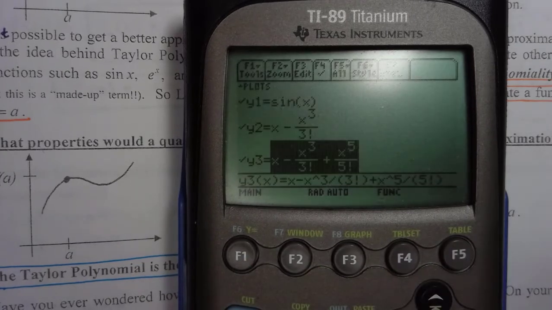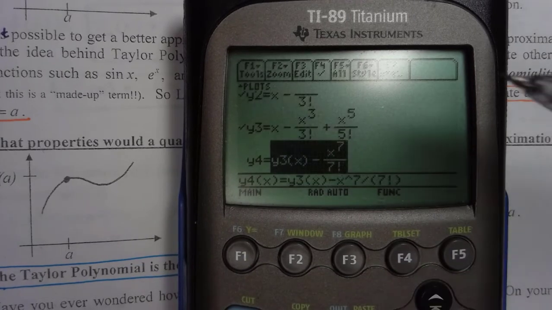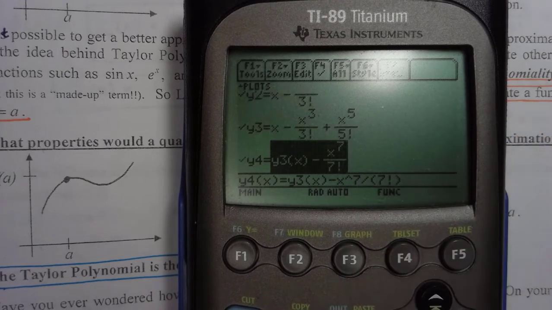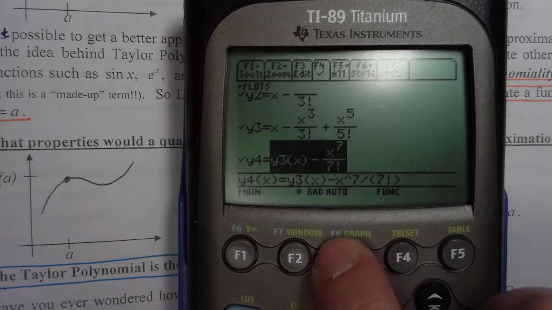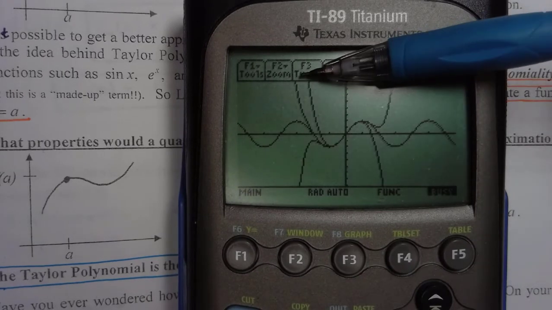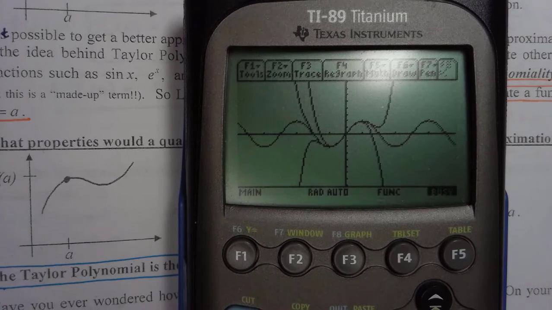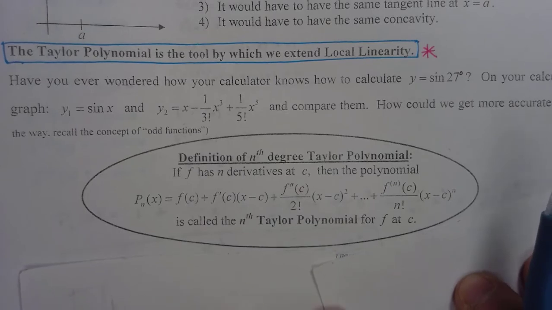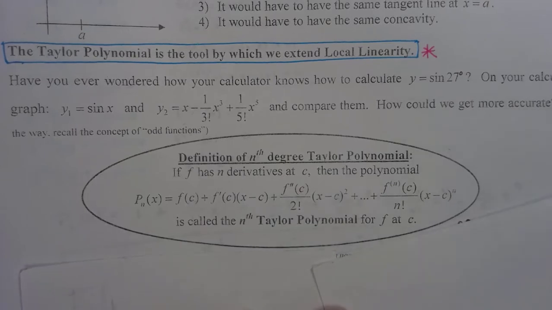Well, what if we just take that function and then subtract off x to the 7th over 7 factorial? My degree 7 term is going to have a negative coefficient, so we're going to go from high to low. So you can see our interval of convergence was even longer. So this brings us to a Taylor polynomial.